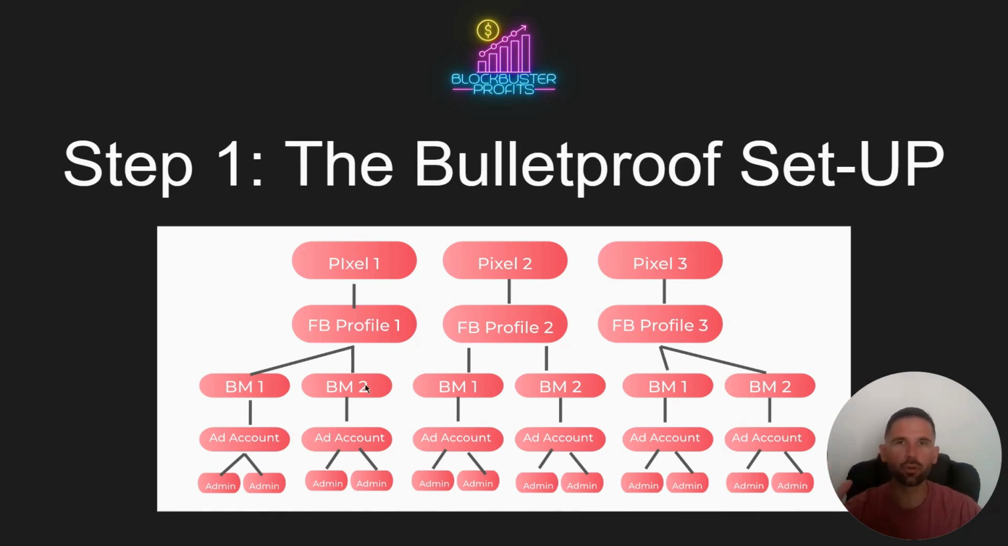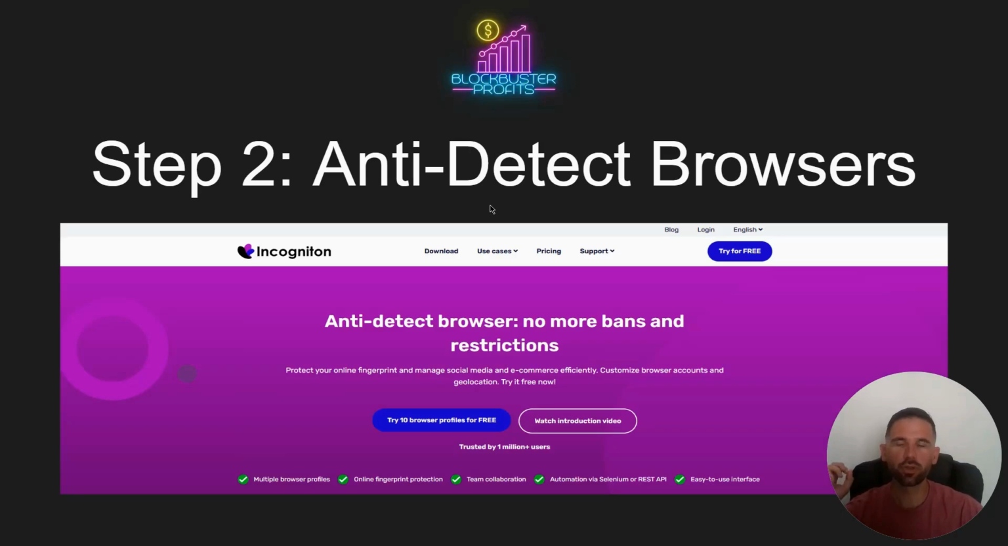Now, of course, when you've got more offers and different verticals, you would then look to scale this out using this full setup. But this right here, if you want to take a screenshot of that, this is the Bulletproof setup. So now let's move on to step 2, which is anti-detect browsers.